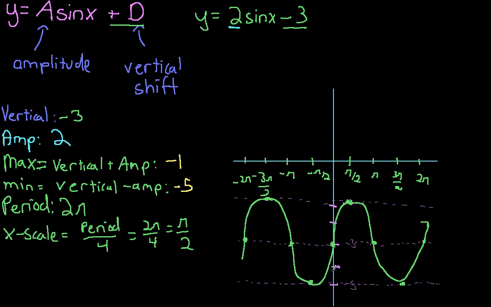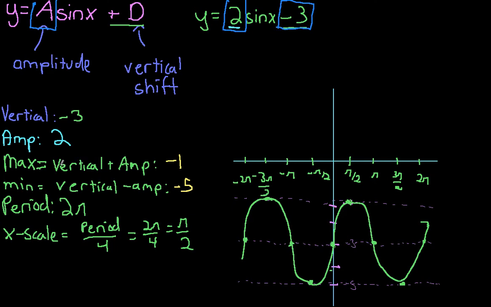So just to recap really quickly, I'm going to run through everything once more. What did I do first? Well, first, I identified what my amplitude was. My amplitude was just this front number right here. In our example, it was 2. So my amplitude was equal to 2. My vertical shift was -3. I recognize that because it's whatever's tacked on to the end of the function.